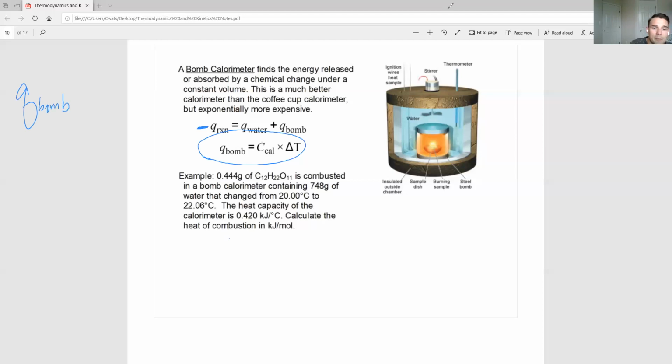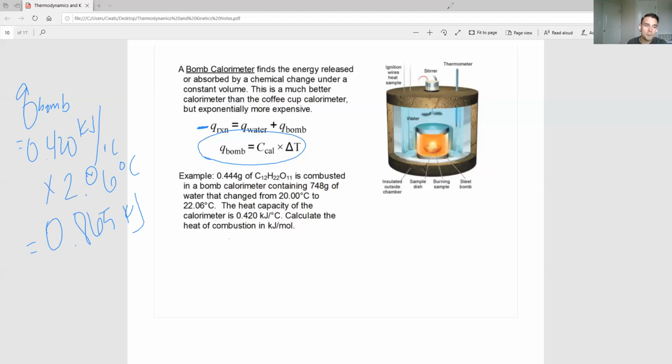So the energy from the bomb calorimeter is just equal to the heat capacity, so 0.420 kilojoules per degree Celsius times the change in temperature, which was 2.06 degrees Celsius. So you do that math, and the Q of the bomb is 0.865 kilojoules. So that's how much energy the calorimeter itself absorbed.